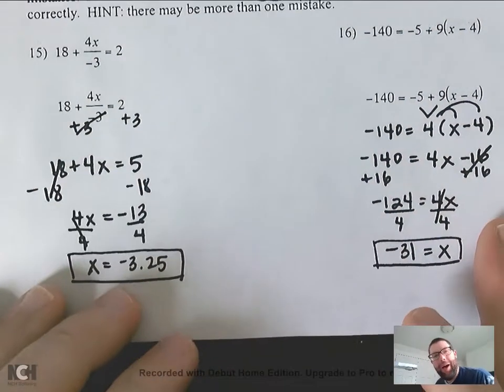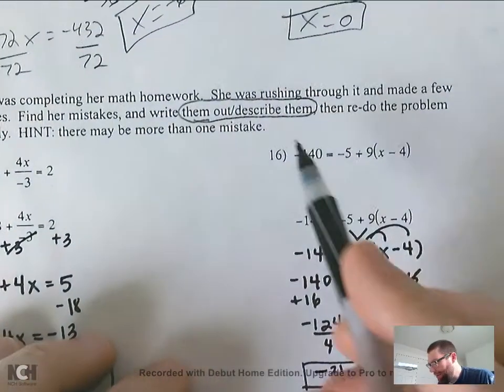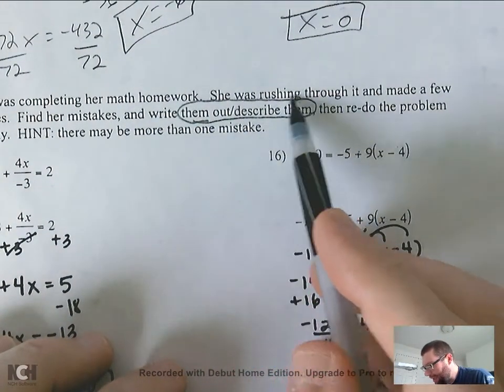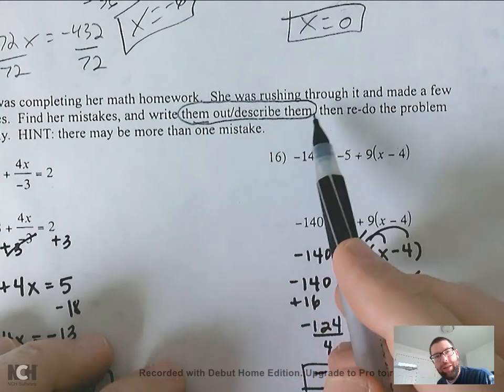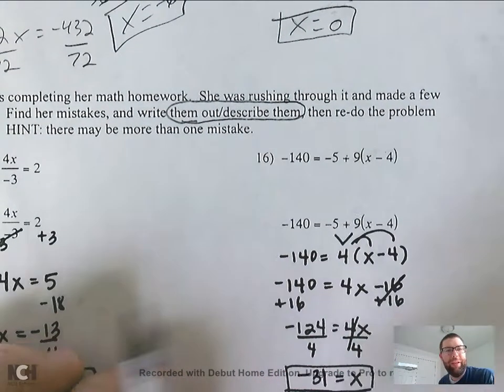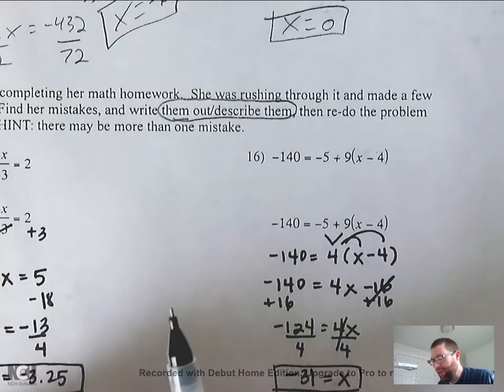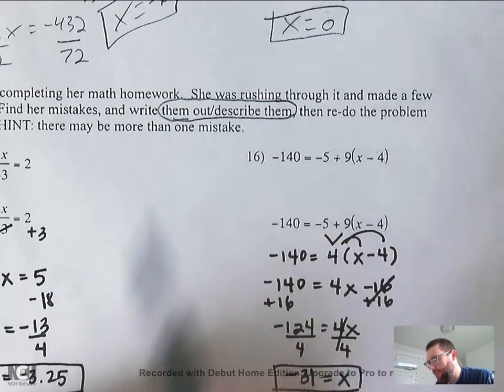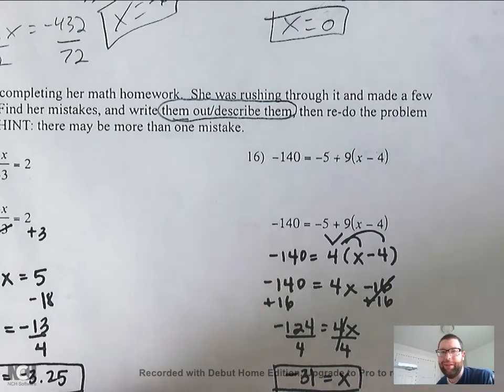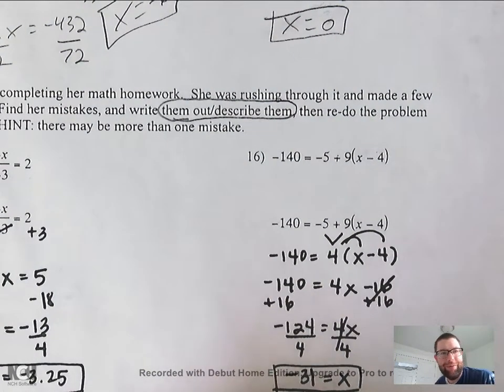So writing them out and describing the mistake, that's what we're mainly looking for here. Obviously, we're going to have you solve it and redo it as well. But the key part and why this is the level 4 is because we want you to describe it. If you don't describe it, it's wrong, guys. Like, you didn't read the directions. Okay.